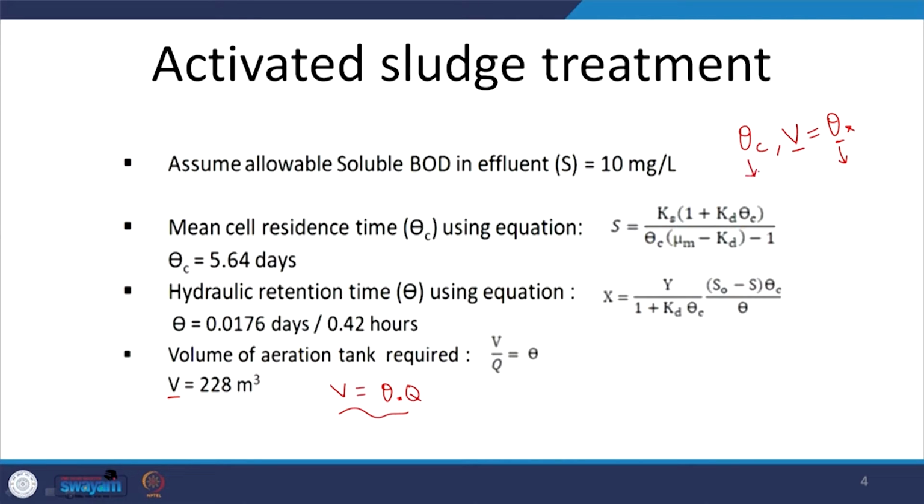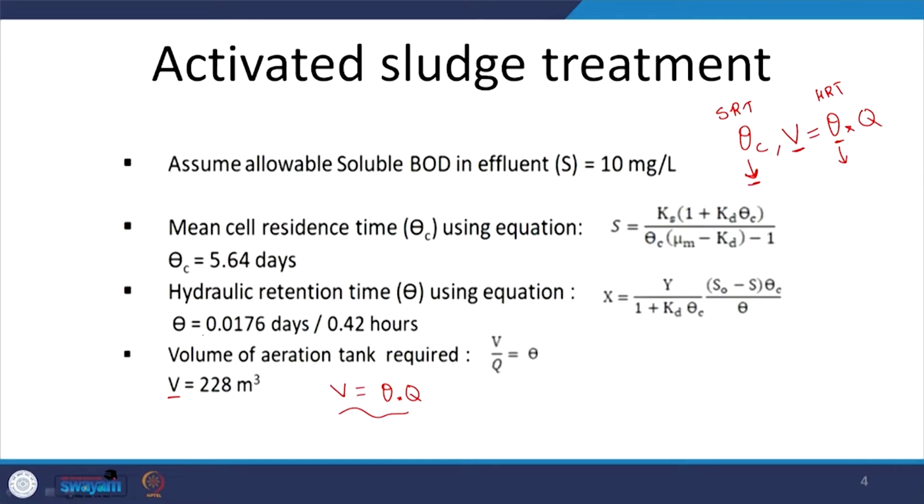Theta C is the cell residence time or solids retention time, SRT, and this is the HRT. Note the difference please. This will give me an idea about how much time the microbes are spending in the system. The volume of the tank will be the hydraulic retention time theta into Q. So, for that I need to calculate theta, and again we can calculate that.